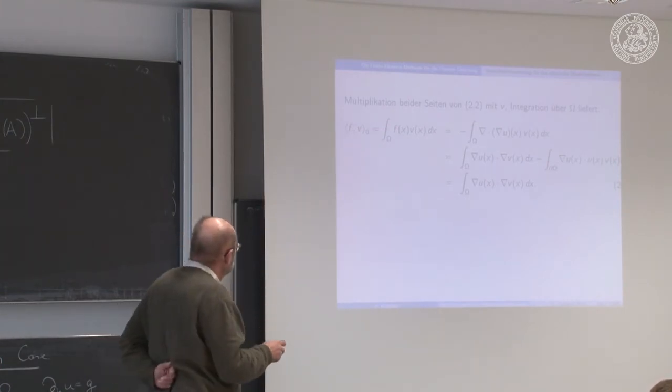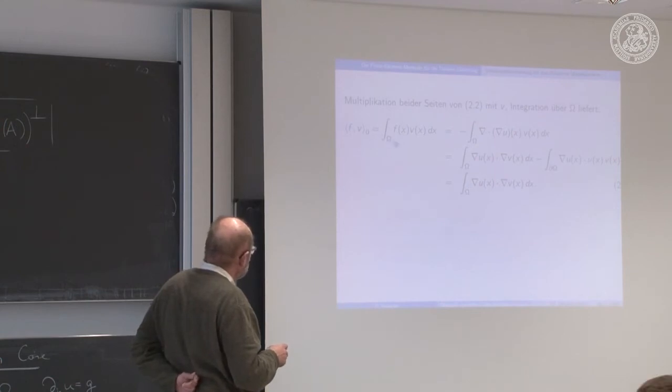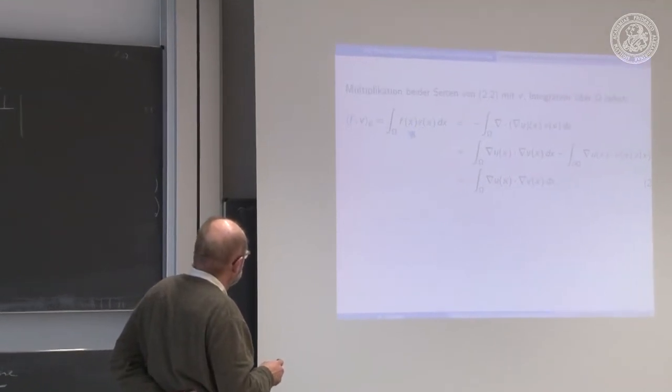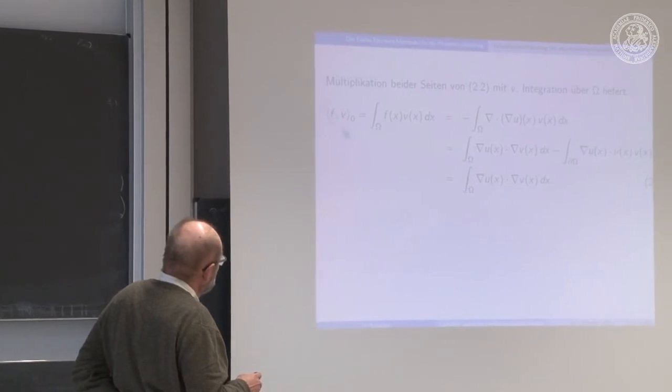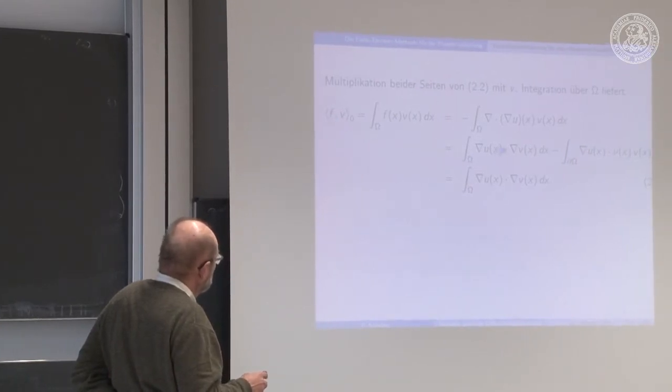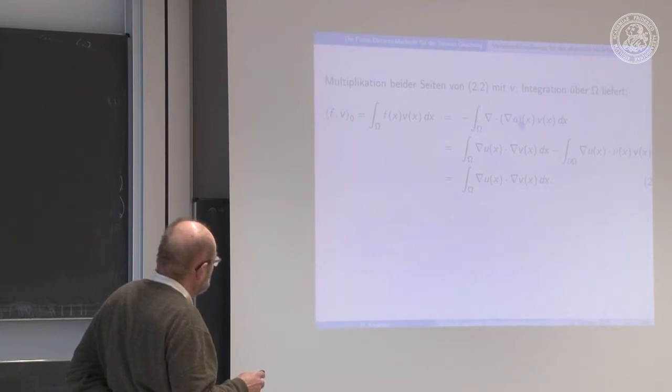So what does that mean? So we multiply it, we start with the right-hand side. We multiply with the test function. So this is just the scalar product in L2. So we plug in here minus Laplacian in the form divergence of gradient.